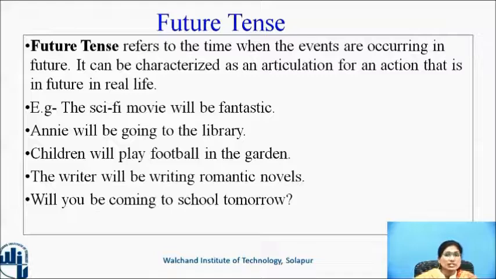Future tense refers to the time when the events will occur. It can be categorized as an articulation for an action that is in the future in real life. For example, the science fiction movie will be fantastic. Annie will be going to the library. Children will play football in the garden.